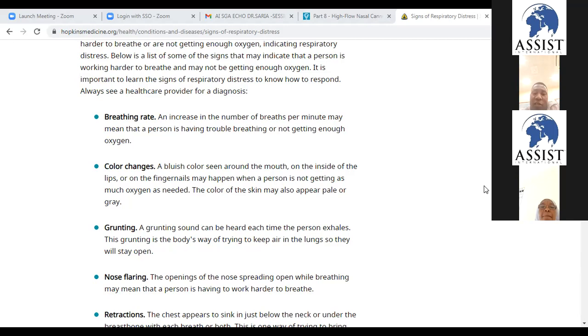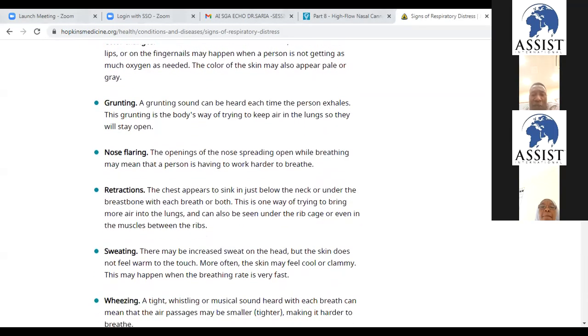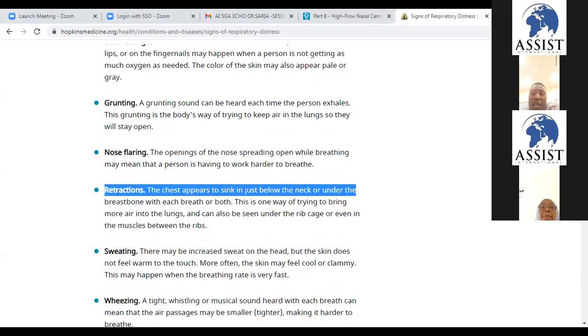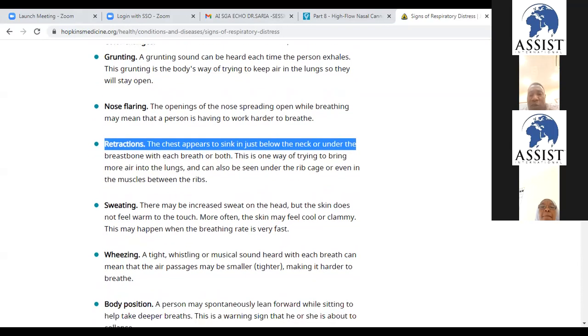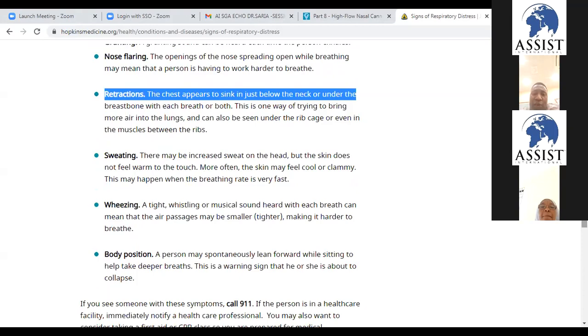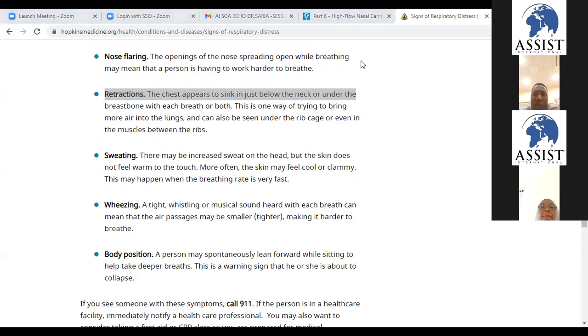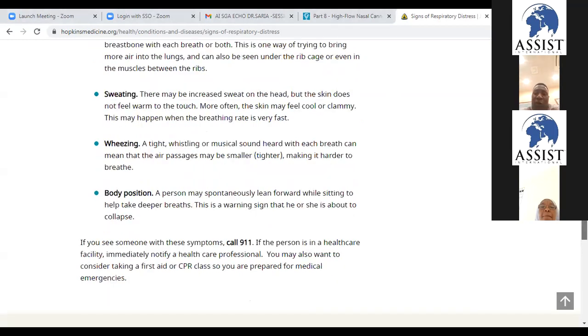In grunting, this is the sound produced during respiration, especially when the person exhales. This is the sign when the body is trying to keep air in the lungs, so the lungs may stay open. So we have the breathing rate, color change, grunting, nose flaring. When you are using the extra muscles of respiration, you have the nose flaring, you have intercostal retractions, the chest retraction, sweating because your work of breathing has been increasing, wheezing. This is a whistling sound produced when you are breathing. And also body positioning. A person may spontaneously lean forward while sitting to help take a deep breath, because this is the patient who's struggling to get enough oxygen.